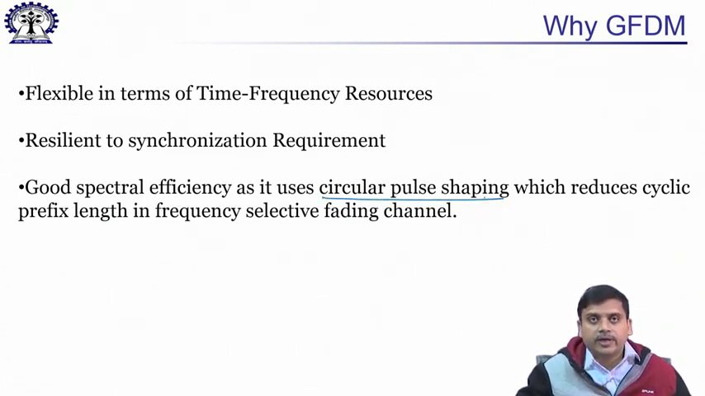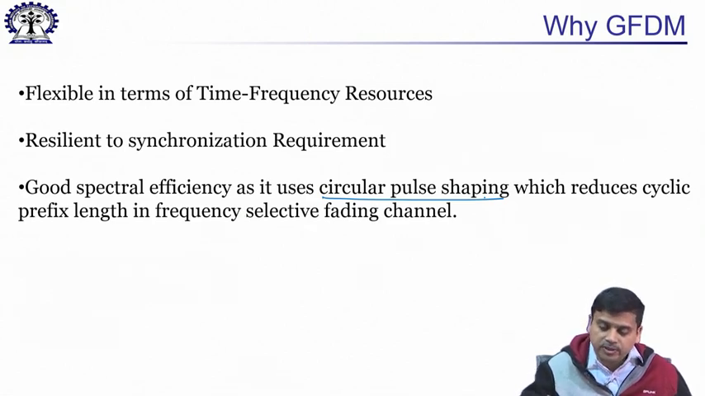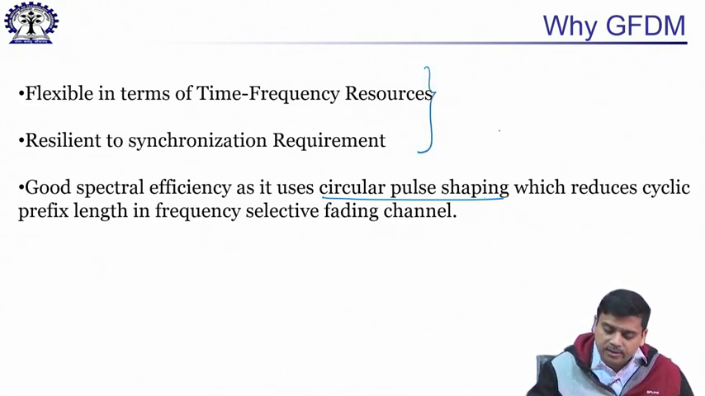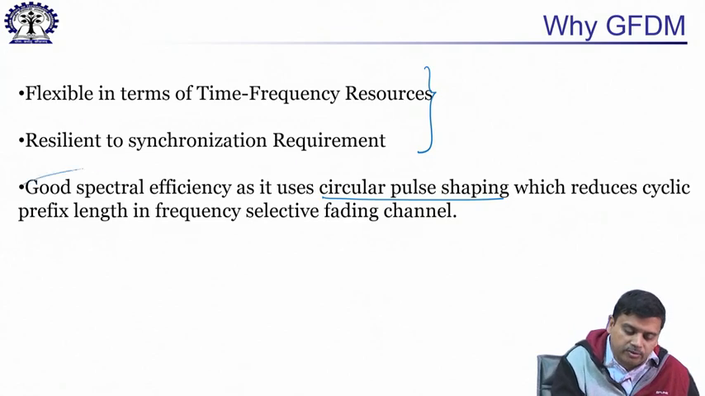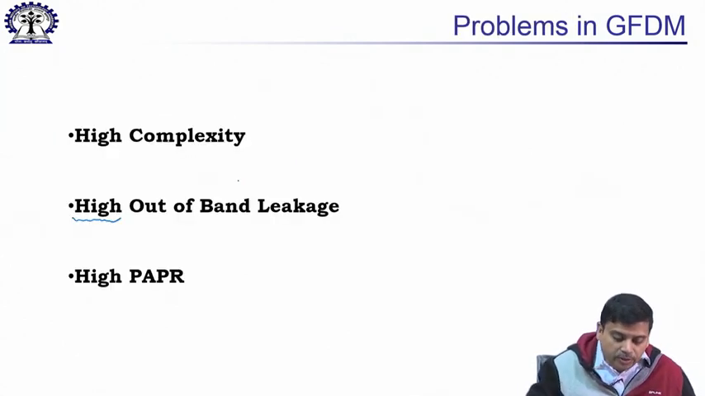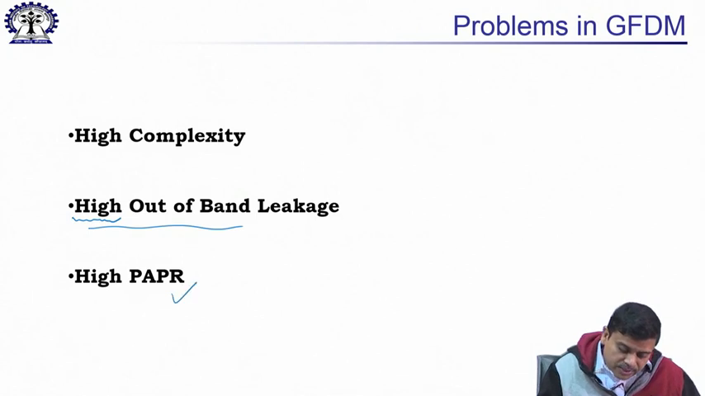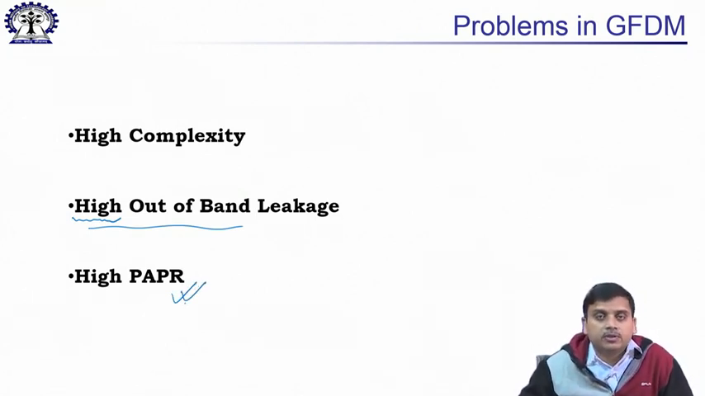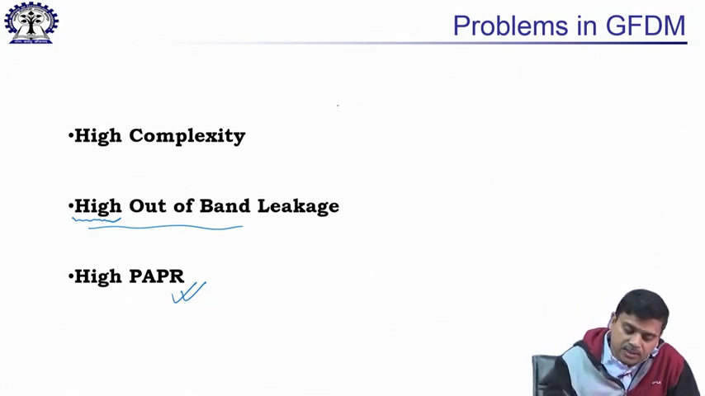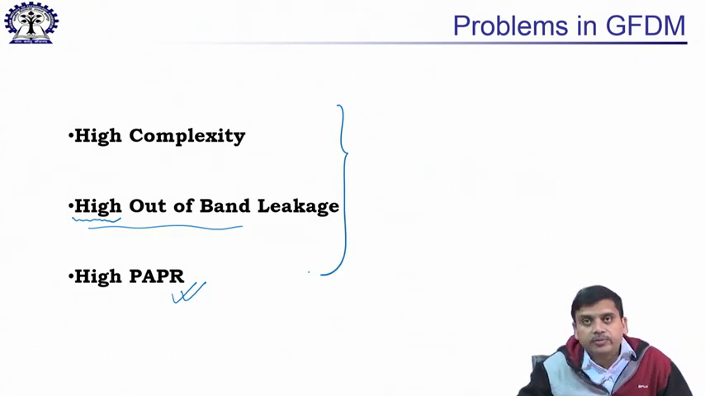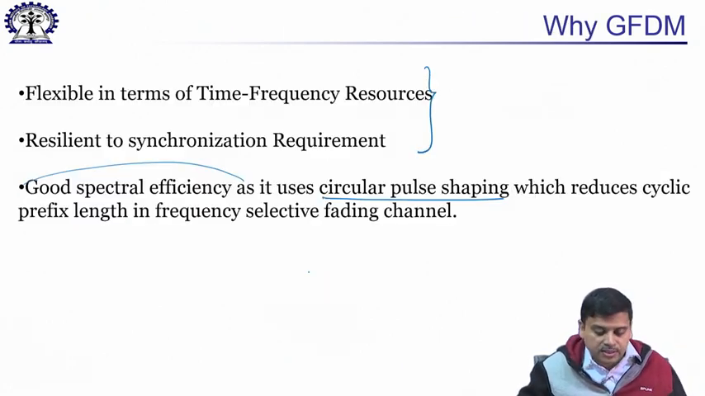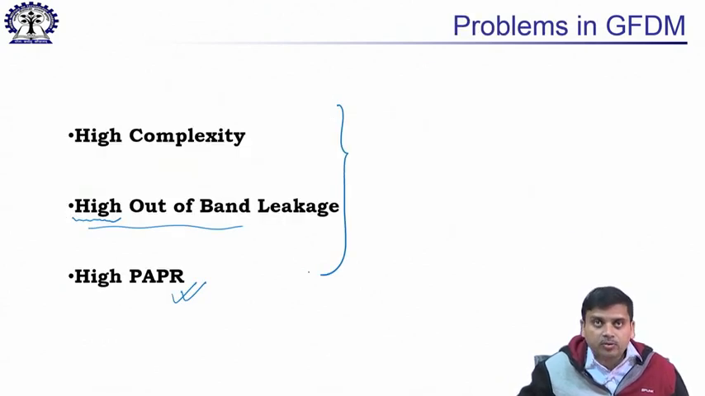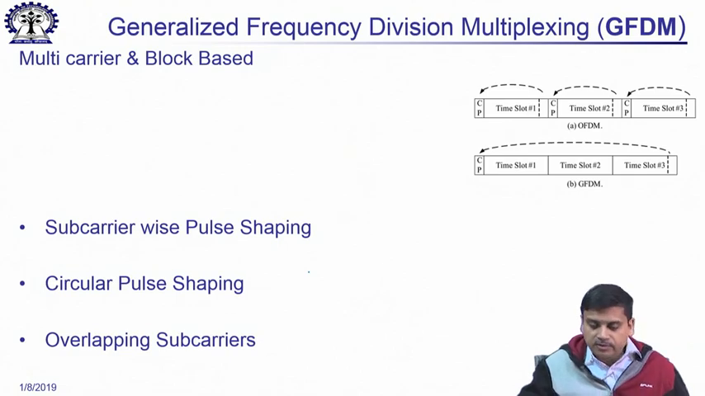One has to find methods to take advantage of these particular things and see if something can be done in order to reduce the out of band leakage. It also has a high peak to average power ratio, because when you are shifting away from the rectangular pulse shape, your PAPR is going to increase. So, again these are some of the areas where GFDM needs to be improved, whereas the others are its advantages. Let us look into the generalized frequency division multiplexing framework.